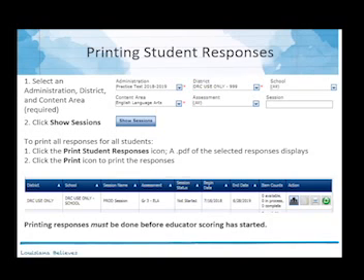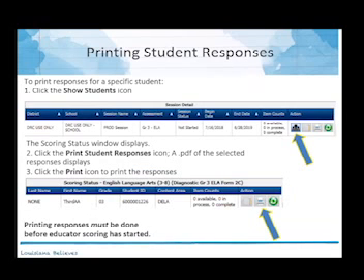So in printing student responses, we must stress that if you want printed responses, you have to do it before you start the educator scoring. So that's why the printing is first, as opposed to the scoring. So you would follow the steps here, which again, I've included pictures, and you can either print by all students or print for specific students.